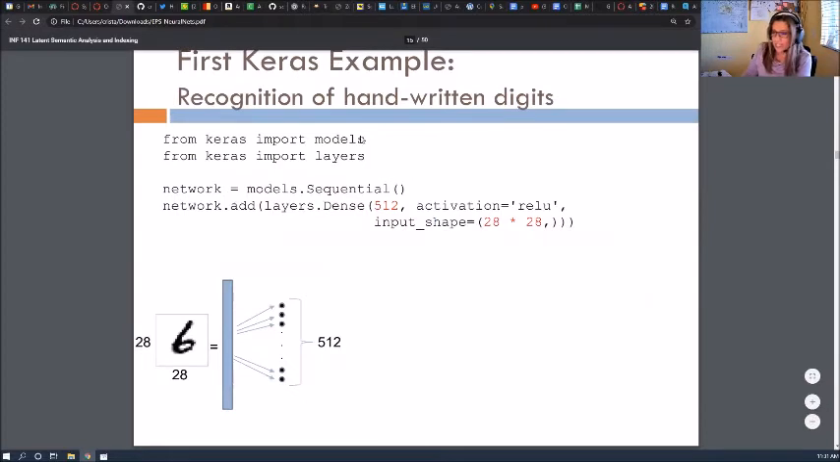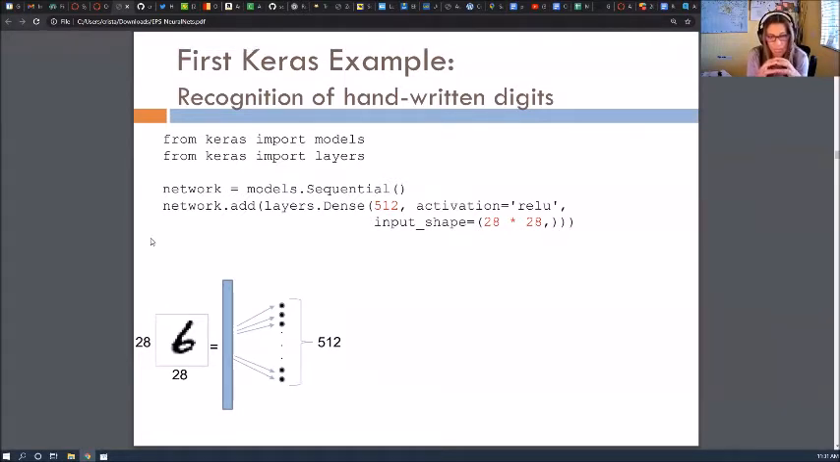So here's the first example, and this comes up in pretty much all tutorials of Keras. This is recognition of handwritten digits. So what's the problem here? The problem is that as input, you have a pixelated picture, in this case, for example, 28 pixels by 28 pixels. So as input, you have a 28 by 28 array. That's 512, hopefully. Yeah, 28 by 28.